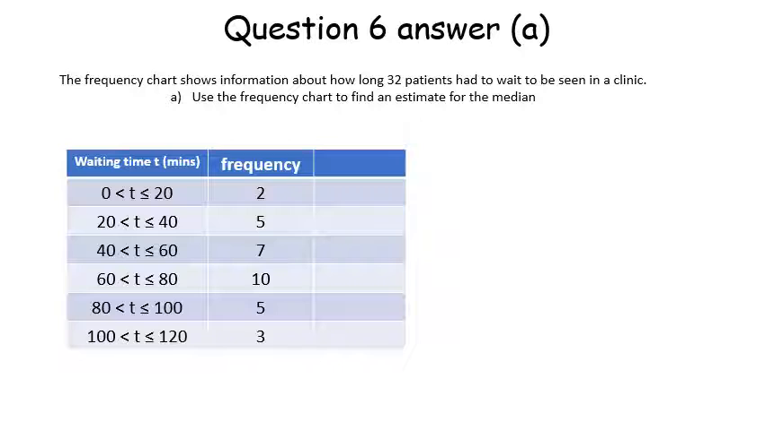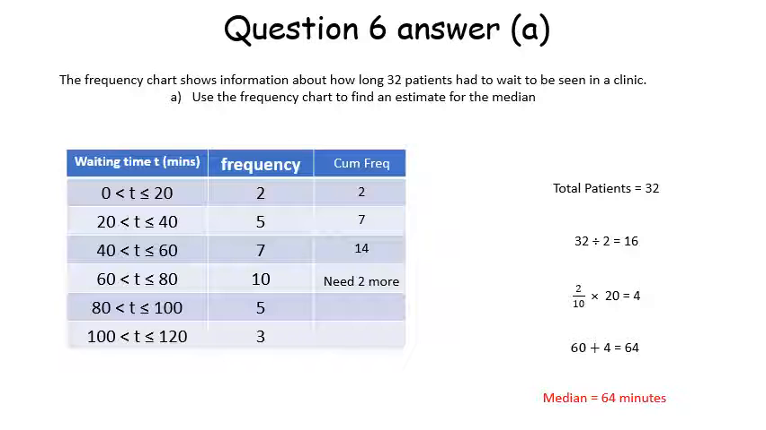Question 6. To find the median using the frequency chart, we start by looking at the total frequency, which is 32. Half of this is 16, so we need to find the 16th patient. 2 plus 5 is 7, and 7 plus 7 is 14, so we need 2 patients out of the 60 to 80 class. There are 10 patients in this class, but as we only need 2 of them, we calculate 2 out of 10 of the class width. This is 4, so we need 4 minutes into this class width, giving 60 plus 4, which gives us 64 minutes as the median.